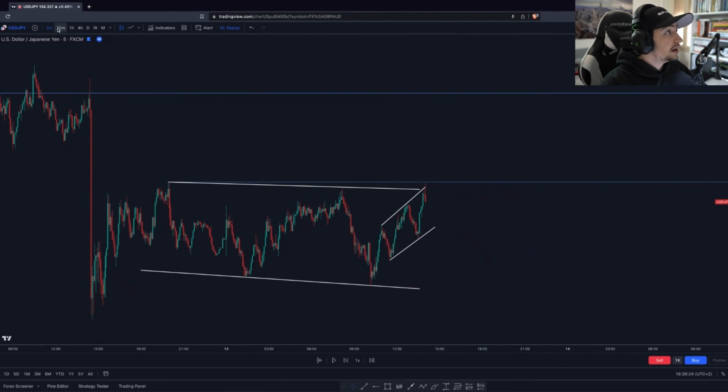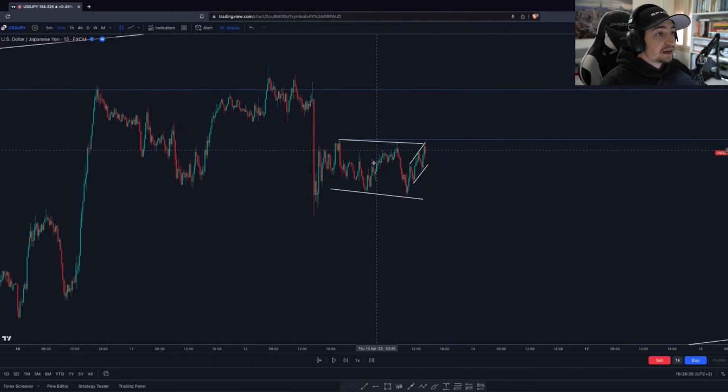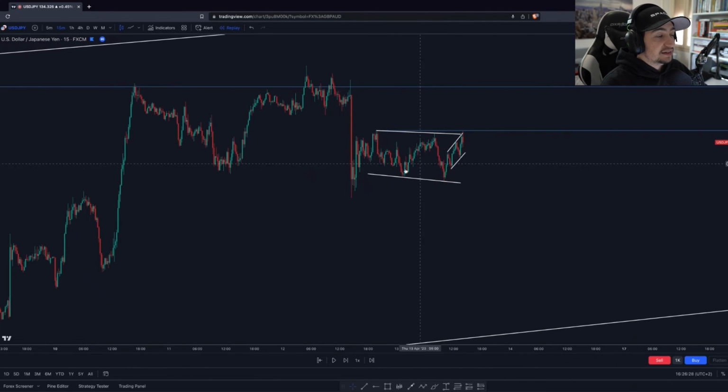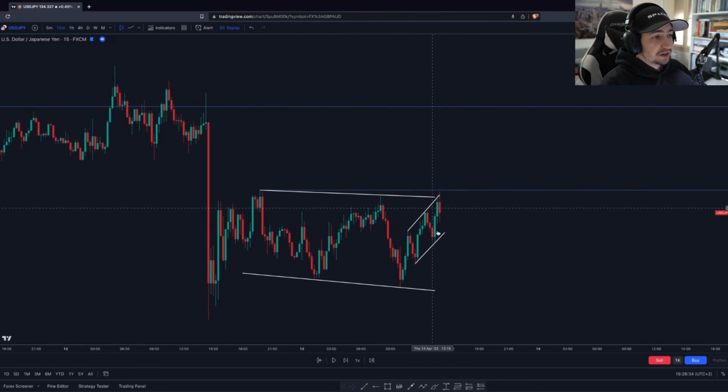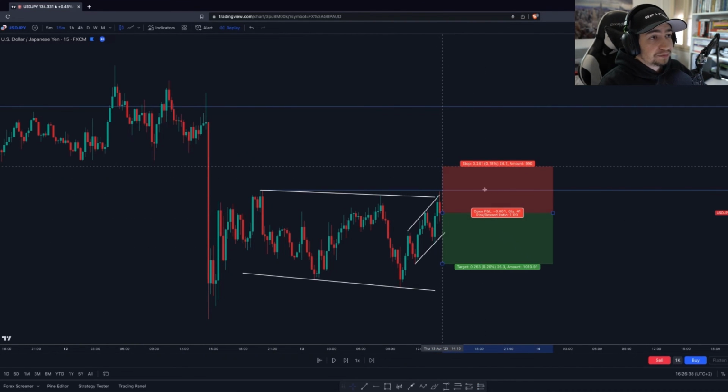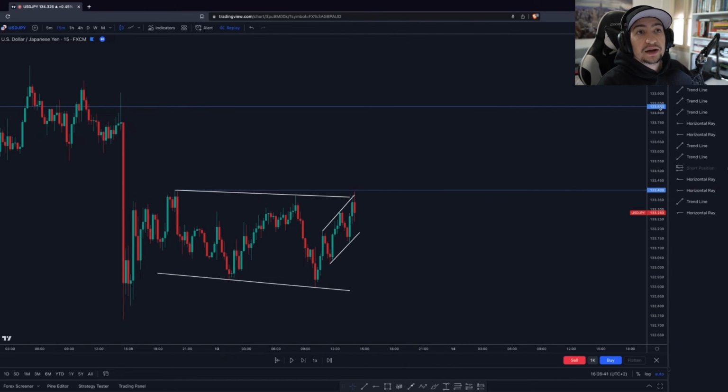So personally, given the structure and being descending and the wicks, I preferred to wait for the 15-minute close and just set my entry over here. So let's actually bring up my actual entry. There we go.